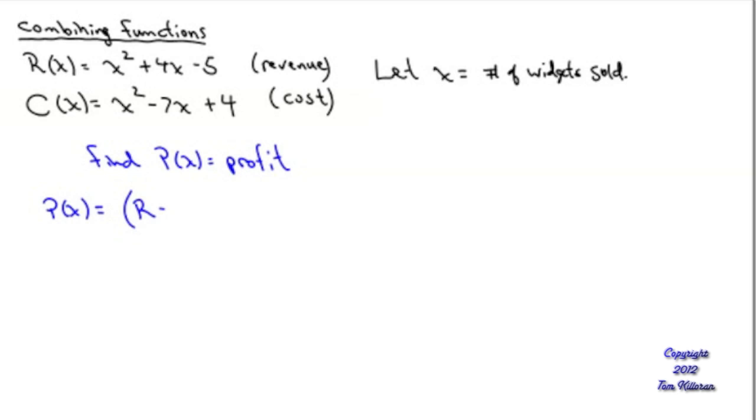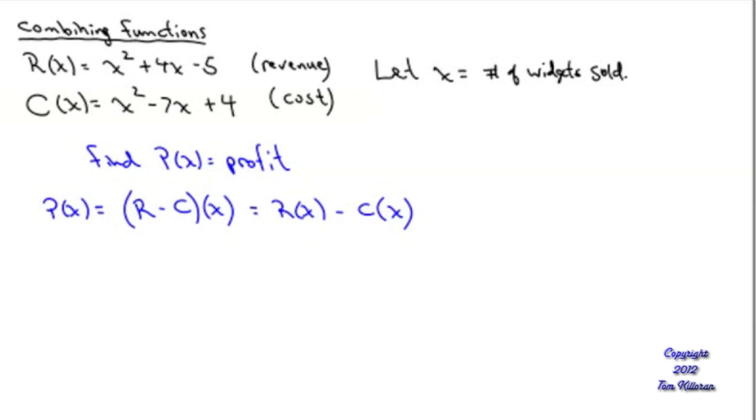So to find profit of x, you're going to take your functions, and it's actually written this way, which is weird. This is the notation you have to get used to. But this actually means R of x minus C of x. It has nothing to do with the distributive property.